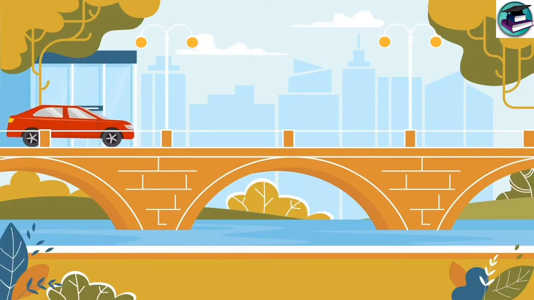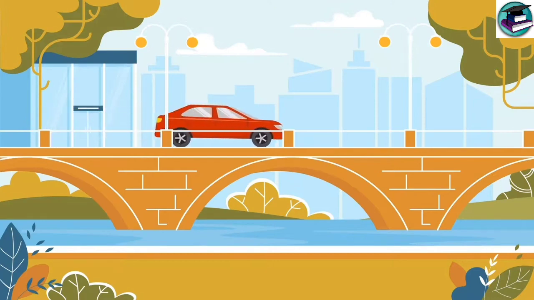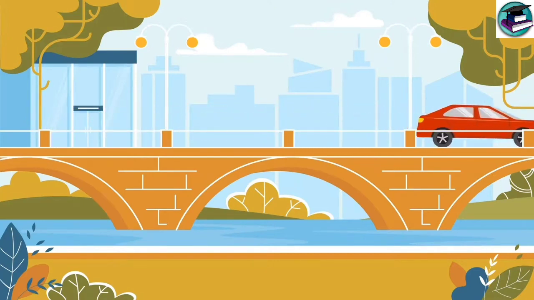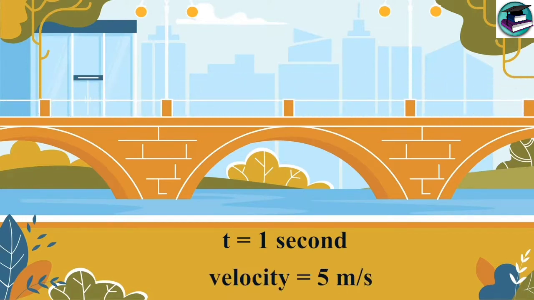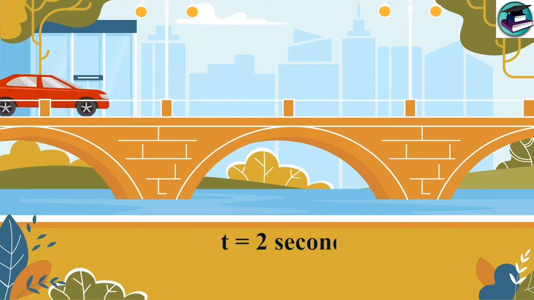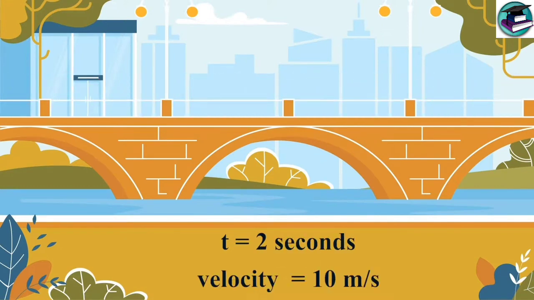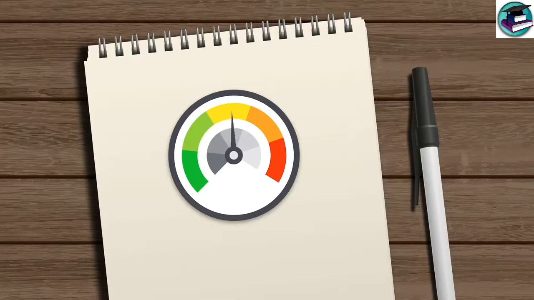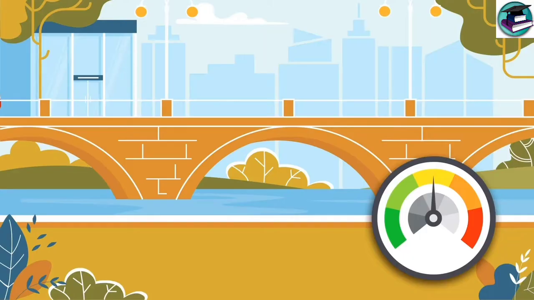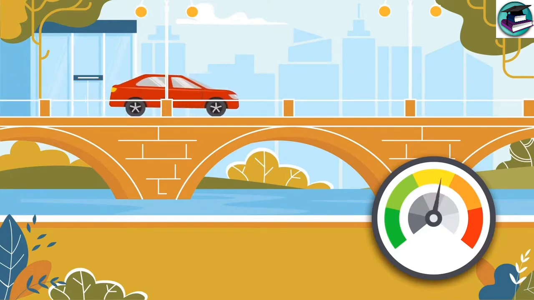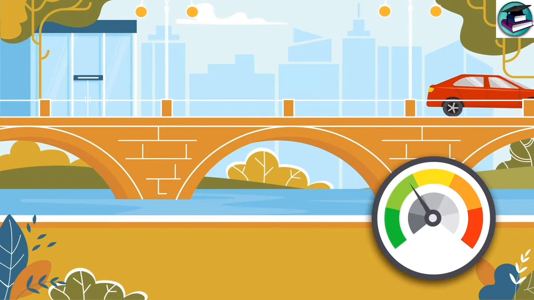Suppose a car starts from rest and starts moving on the straight road with a constant acceleration of 5 meters per second square. The velocity of the car at t equal to 1 second is 5 meters per second. At t equal to 2 seconds, velocity is 10 meters per second, and so on. As its velocity is increased by an equal amount in equal time intervals, the acceleration is said to be uniform. On the other hand, if the same car increases its velocity by unequal amounts in equal intervals of time, then the car is said to be moving with non-uniform acceleration.